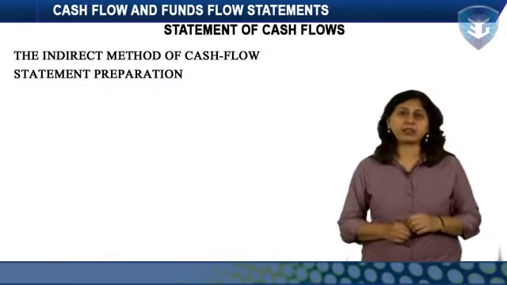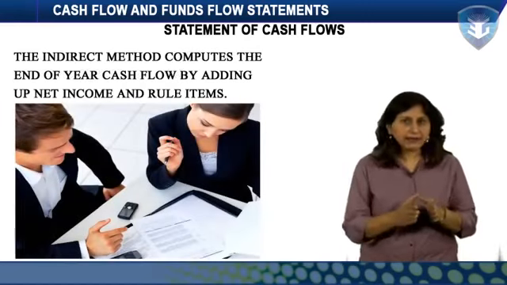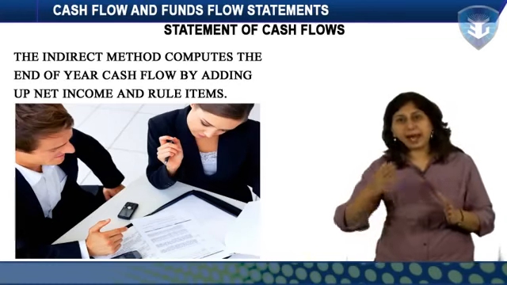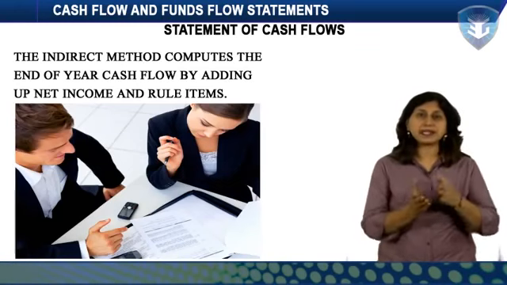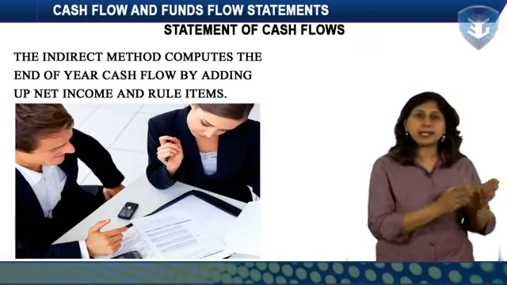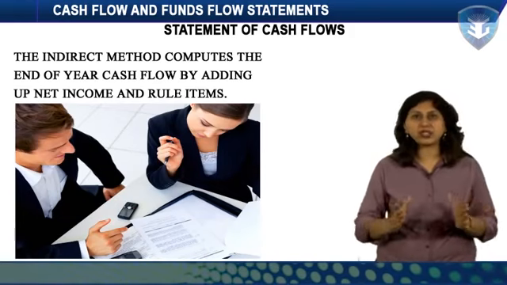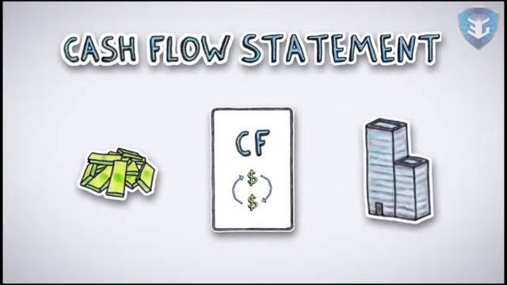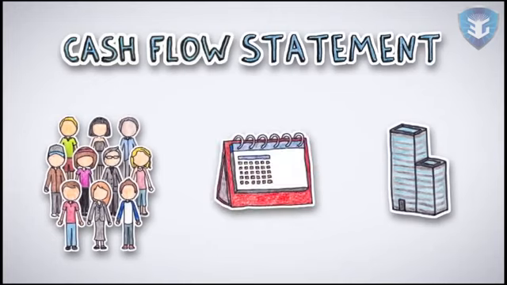The indirect method of cash flow statement preparation. The indirect method computes the end of year cash flow by adding up net income and adjustment items. The accountant obtains net income from the company's income statement. Adjustment items include all non-cash transactions. A cash flow statement shows the cash position of a company. Basically, it tells investors and stakeholders how much cash went in and out of the company in a given period of time.